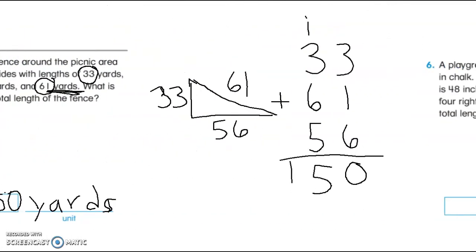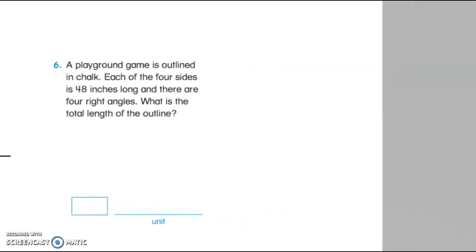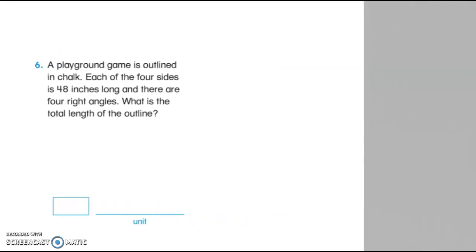There's one more problem I want to show you. This one only gives you one number when you take a quick look. So we have to read it and see what do we do with this number. A playground game is outlined in chalk. Each of the 4 sides is 84 inches long, and there are 4 right angles. What is the total length of the outline?